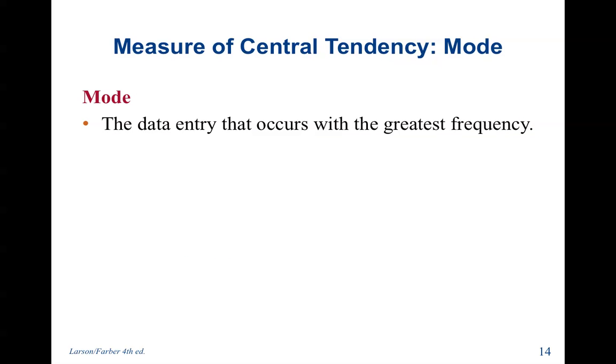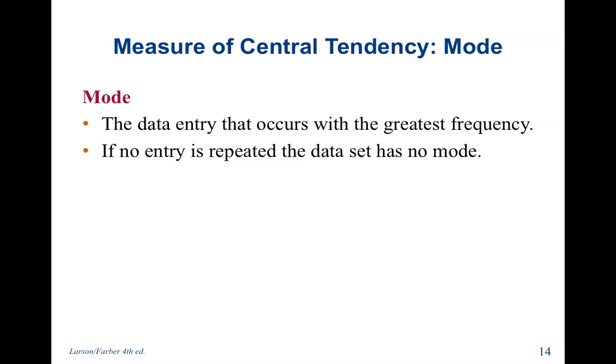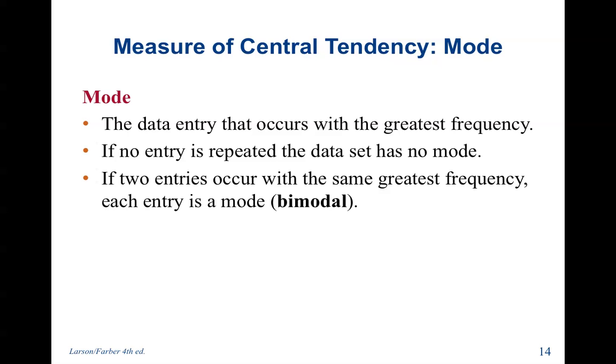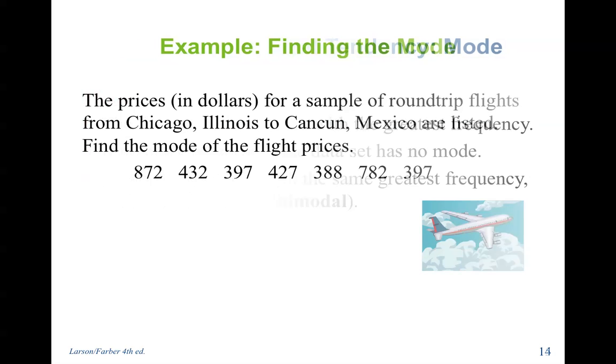The last measure of central tendency that we are going to cover right now is mode, which is the data entry that occurs with the greatest frequency. So if no entry is repeated, then it has no mode. If 2 entries occur with the same greatest frequency, each entry is a mode. Therefore, the set is called bimodal.